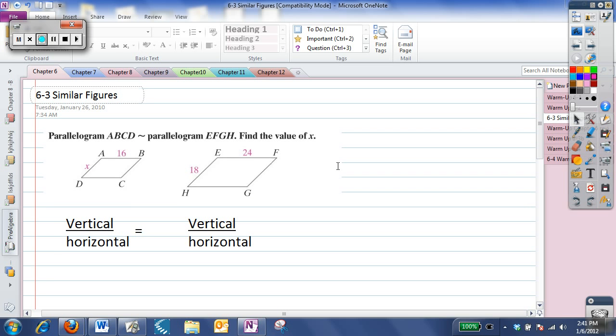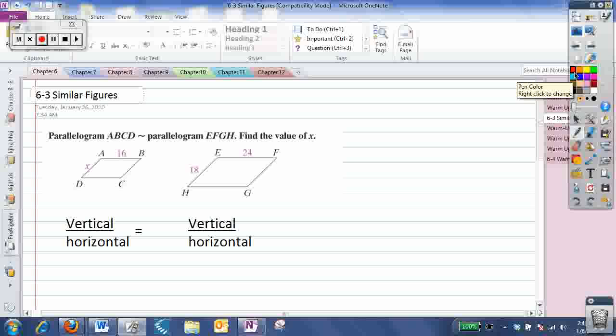6-3, Similar Figures. Today we're going to learn how to use proportions to find missing sides of similar figures. Let's look at our figures in this example. ABCD is a parallelogram. ABCD, we say, is similar to EFGH, this parallelogram over here. They're similar, which means that they are also proportional.